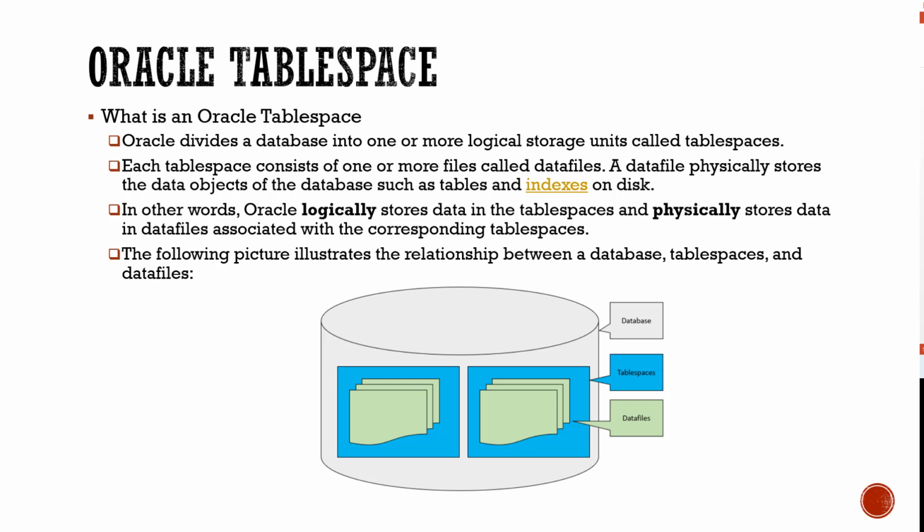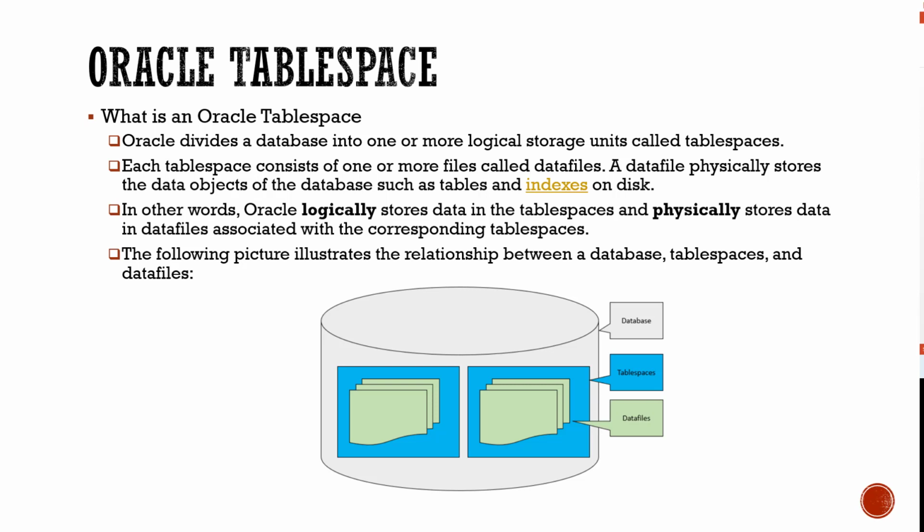In this tutorial we will discuss Oracle Tablespace. What is an Oracle Tablespace? Oracle divides a database into one or more logical storage units called tablespaces. Each tablespace consists of one or more files called data files. A data file physically stores the data objects of the database, such as tables and indexes, on disk.